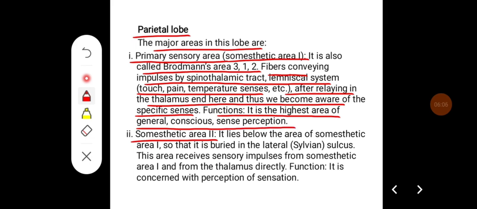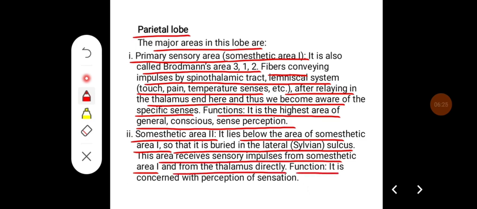Somesthetic area 2 lies below somesthetic area 1, so that it is buried in the lateral, that is in sylvian sulcus. This area receives sensory impulses from somesthetic area 1 and from the thalamus directly. The function of somesthetic area 2 is that it is concerned with perception of sensation.